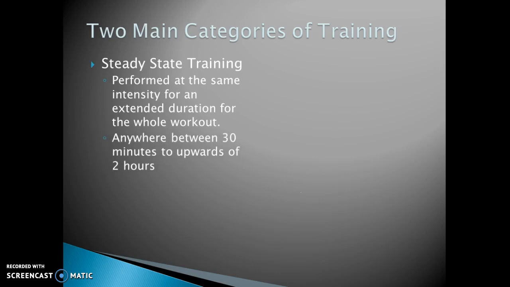Now, with this type of training, in order to get a decent workout, you're going to need to work out anywhere between 30 minutes to upwards of 2 hours. For somebody who's an avid runner or training for a half marathon or marathon, their training sessions are going to have to be greatly extended, and because the intensity of their heart rate is lower, they can perform this type of workout for an extended period of time.